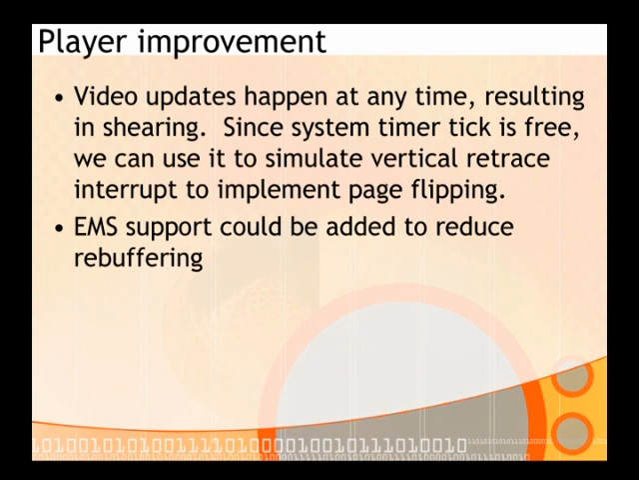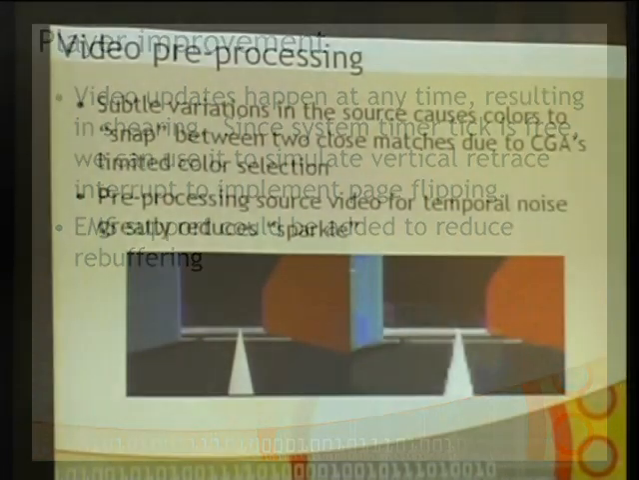Since the sound card interrupt is driving the whole system, the system timer tick interrupt is actually free. You could use that to simulate a vertical retrace interrupt. And instead of writing directly to visible screen RAM, you could write to off-screen RAM and then do a nice clean page flip. You could also probably use EMS to buffer, but I consider that cheating because I don't know anyone other than myself who still has an EMS board in a machine like this, so I didn't implement it.